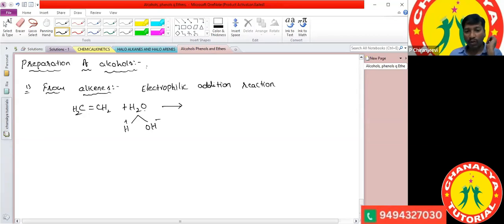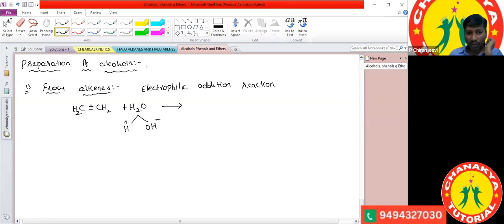Okay. If the water molecule undergoes ionization, it forms H plus and OH minus ions. Now, do you have the clarity? Okay. Now in this one, let us see.